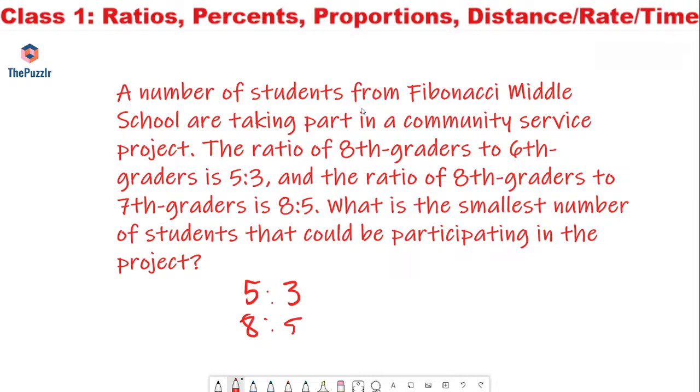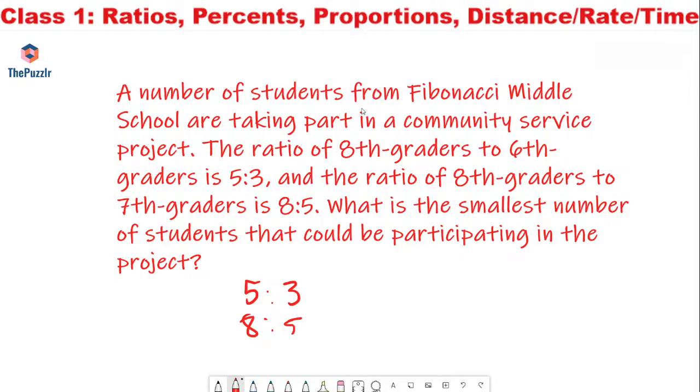You can't compare the number of 6th graders when there's 5 8th graders and the number of 7th graders when you assume there's 8 8th graders. You can't compare the 6th and 7th graders in that way, right? Because that's not fair. That's not how it's going to work out in real life. The number of 8th graders is going to be constant.